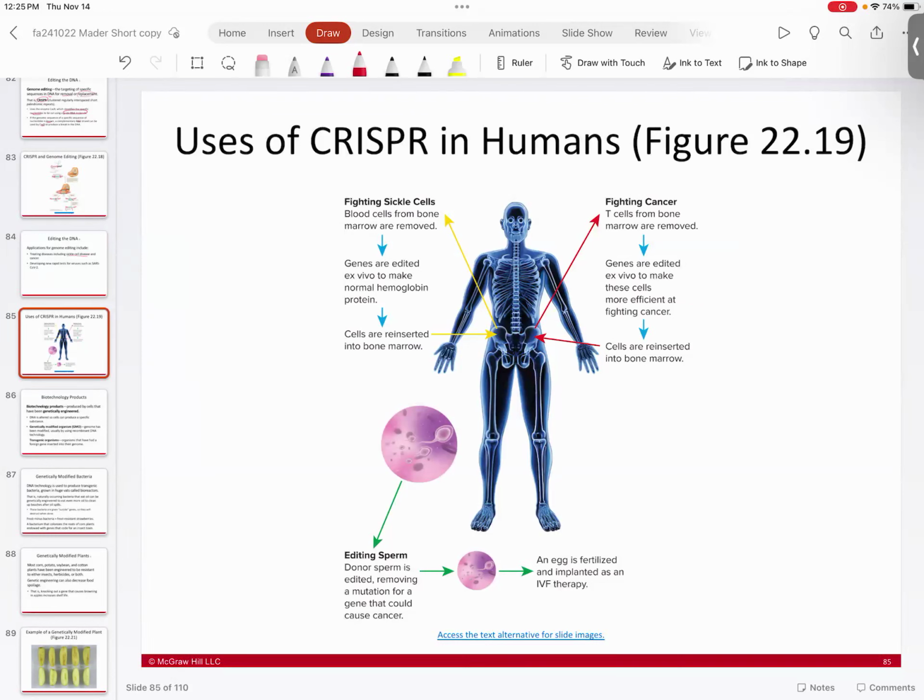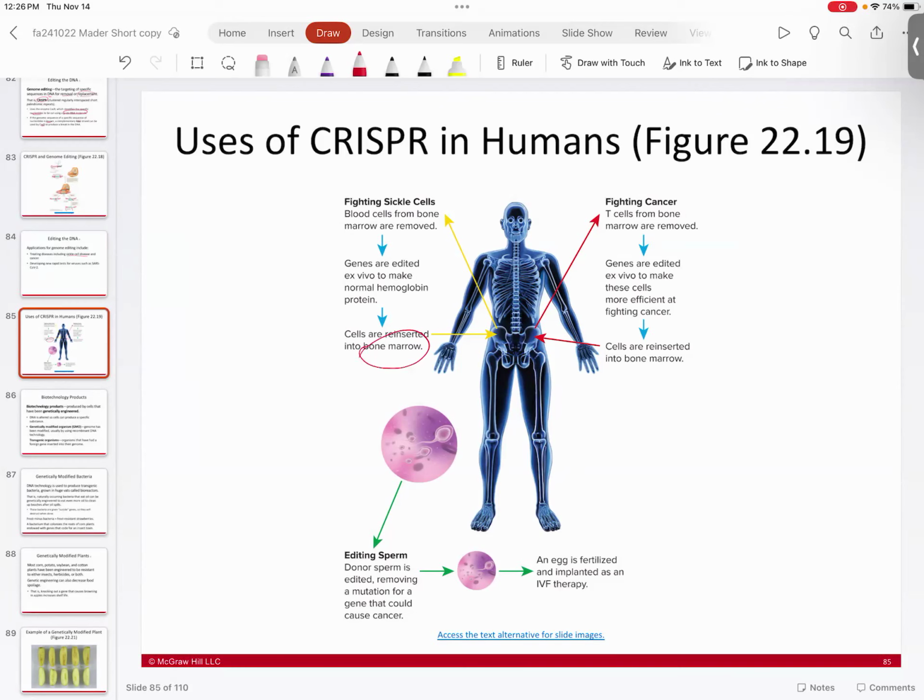So sickle cell, one of the things that can be done, obviously, is if you're fighting sickle cell, you're basically replacing the mutation with a new one. You could do that in the bone marrow. That'll give you good cells in the bone marrow to basically make new, fresh, healthy blood cells with.